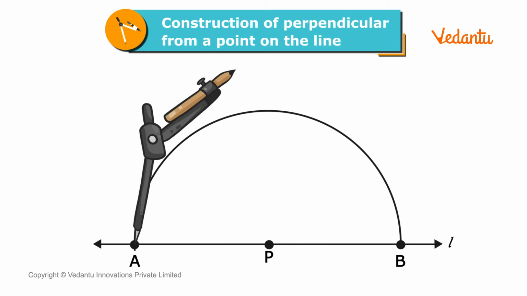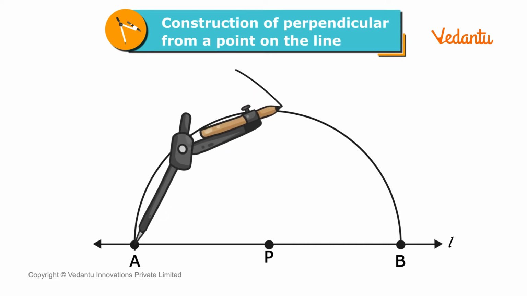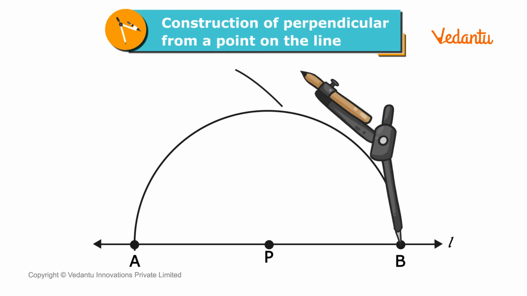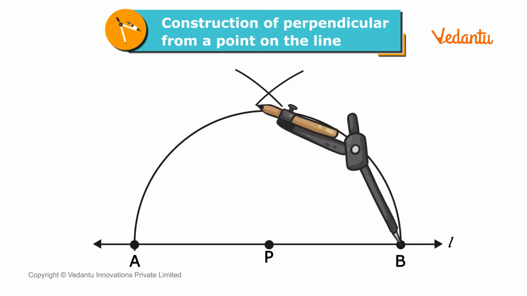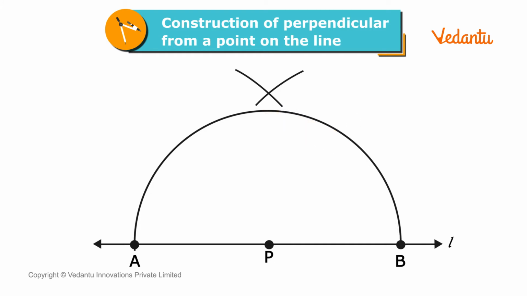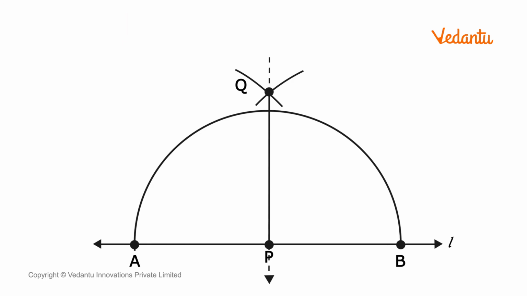Now, place the needle of the compass on A and make an arc. Then, keeping the radius of the compass the same, place the needle of the compass on point B and make an arc that cuts the arc constructed from point A. Step 4. Mark this point where both the arcs meet as Q. And finally, join point P to point Q to get a new line segment, PQ. This line segment, PQ, is perpendicular to the line L.